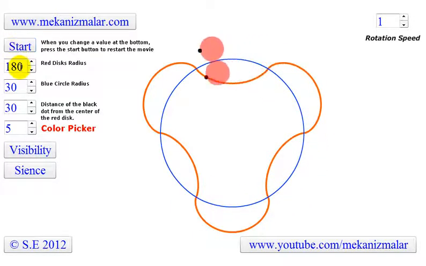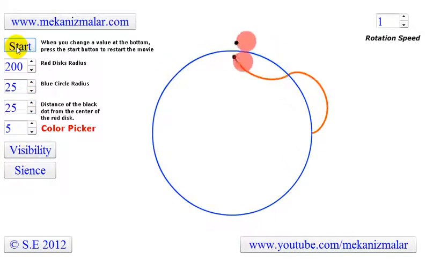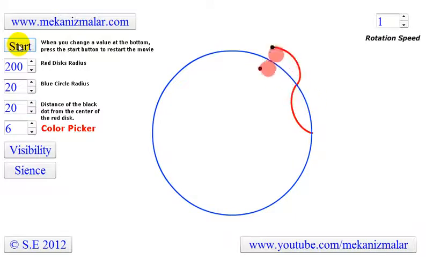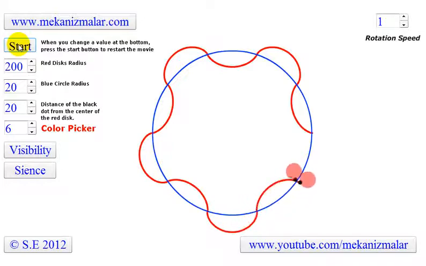For a four lobe, our values are 200, 25, and 25. For a five lobe, our values are 200, 20, and 20. And for a six lobe, our values are 180, 15, and 15.